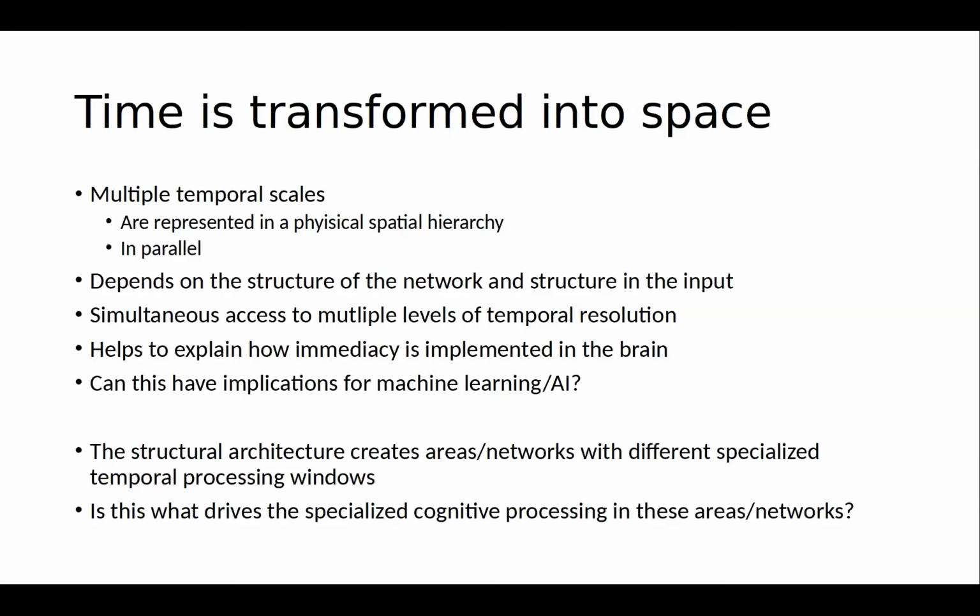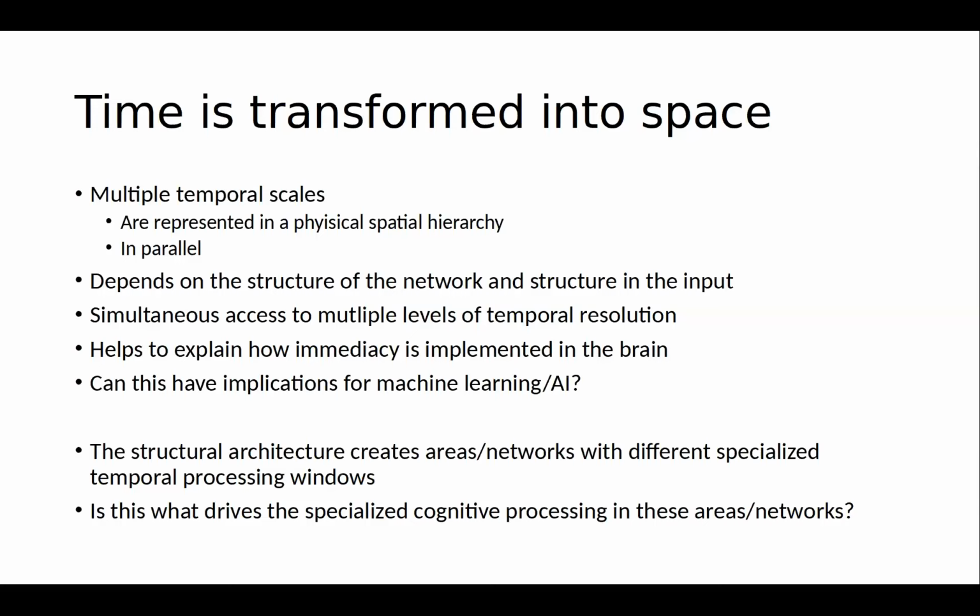Can this have implications for machine learning and AI? We don't know, but that's to discuss. And the final kind of tricky chicken and egg question: the structural architecture creates areas or networks that have different specialized temporal processing windows. Then we can ask the question, is this what drives specialized cognitive processing in these areas?